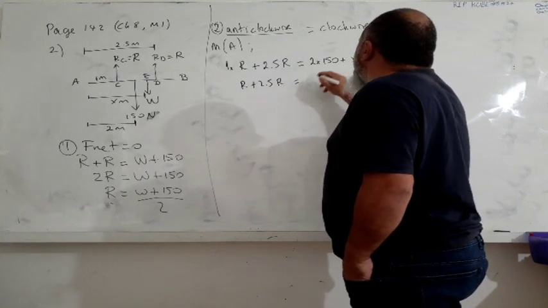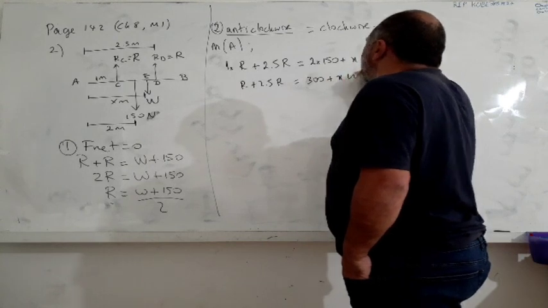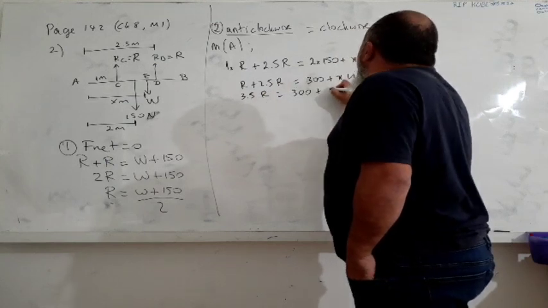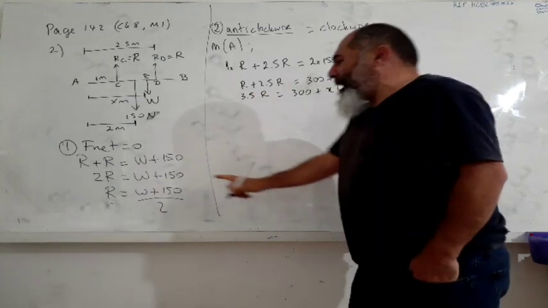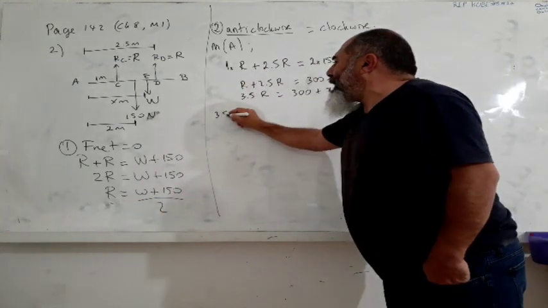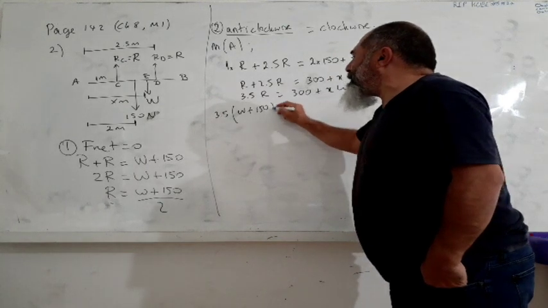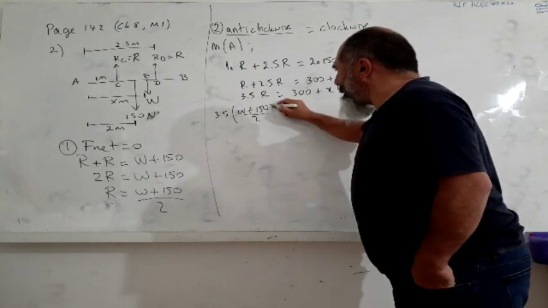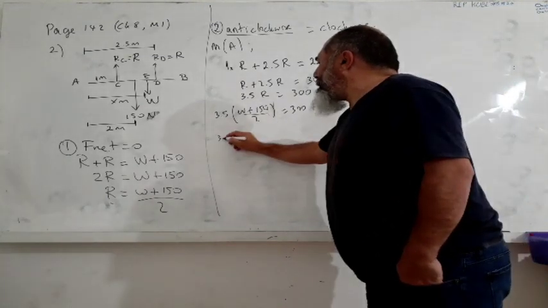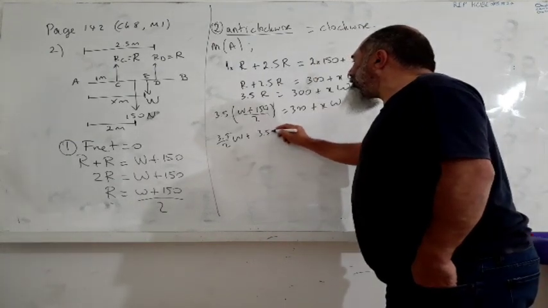So we have 3.5R, which is equal to 300 plus xW. We know R in terms of W, so let's rewrite it: 3.5 times (W plus 150) over 2 is equal to 300 plus xW. That means 3.5 over 2 W plus 3.5 times 150 over 2 is equal to 300 plus xW.